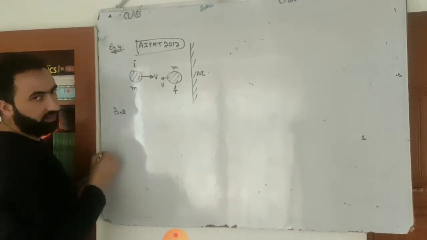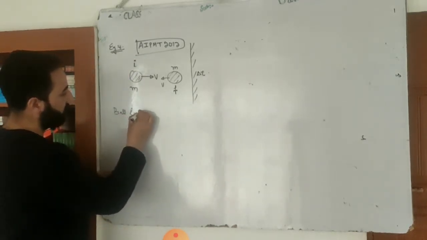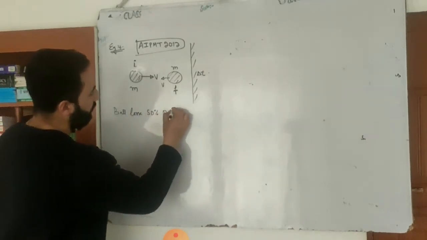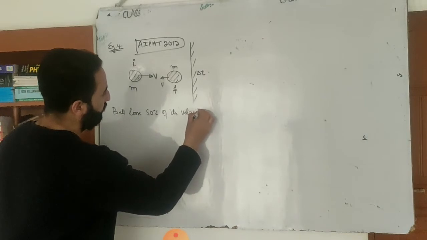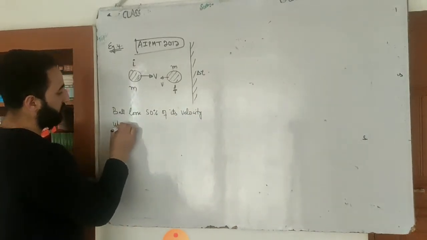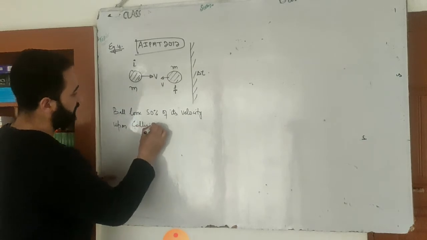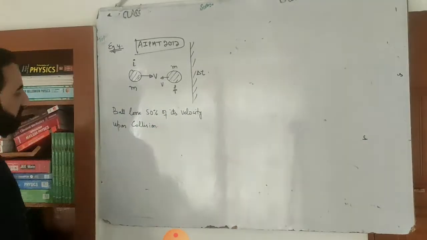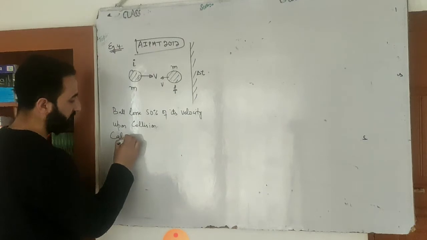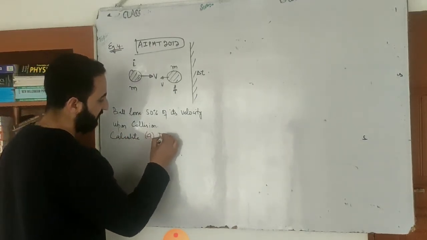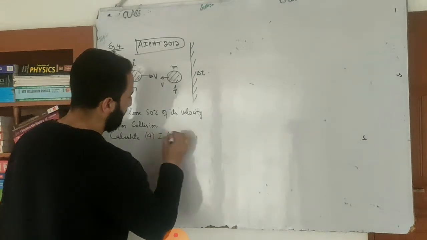Ball loses 50% of its velocity upon collision. Calculate. Again the same question. Calculate A part impulse, B part force exerted by the ball on the wall.